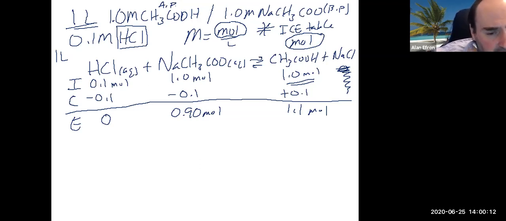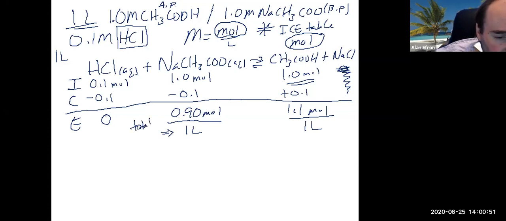Now, it is very good practice at this point, when you are done with the very first ice table, to convert those moles back to molarity. So we would convert it back to molarity by dividing by the total volume, which in this particular example, we're assuming is just 1 liter. In a real problem, maybe you started with 50 milliliters of the buffer, maybe you added 10 milliliters of acid, so 50 and 10 would give you 60 milliliters as your total volume.